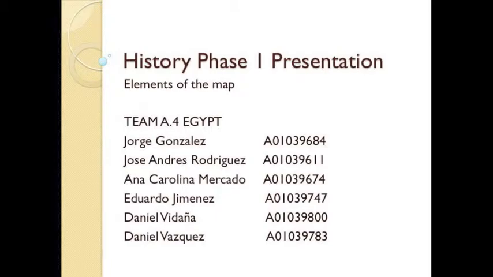Good afternoon. This is our History Phase 1 presentation, element of the map. We are Team A4, Civilization Egypt. Our team members are José Andrés Rodríguez, Ana Carolina Mercado, Eduardo Jiménez, Daniel Vidaña, Daniel Vázquez, and Jorge González.